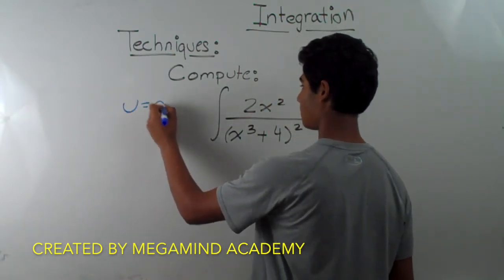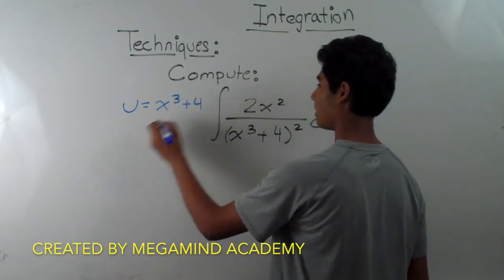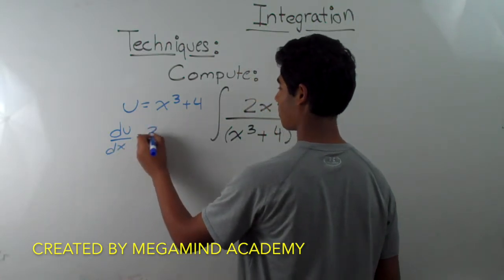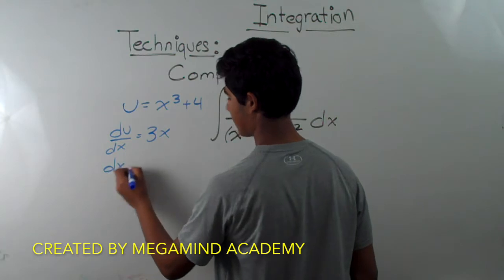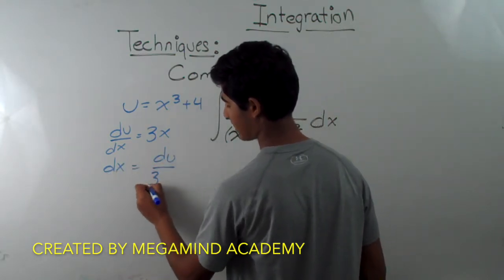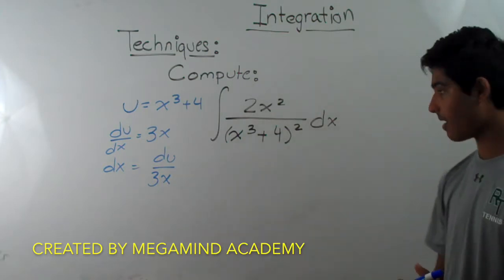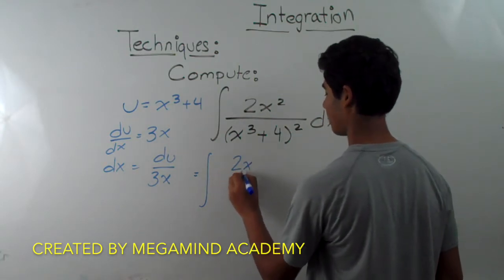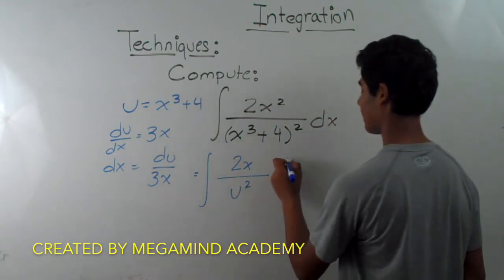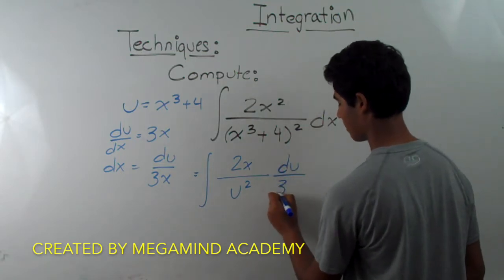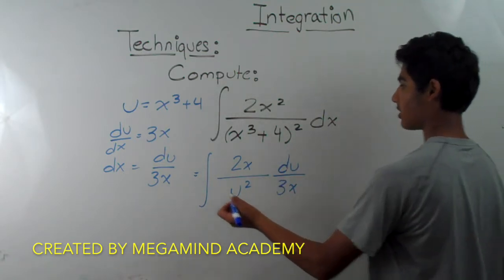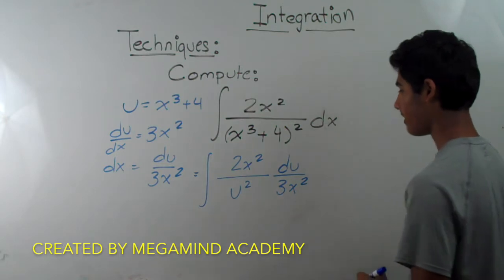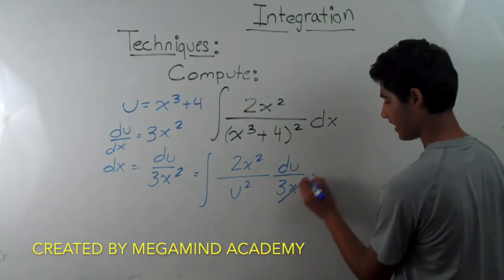Let's say u is equal to x cubed plus 4. That means that du/dx is equal to 3x squared, meaning that dx is equal to du over 3x squared. This is why the derivative goes in the denominator. So this can be rewritten as the integral of 2x squared over u squared times du over 3x squared. Sorry about that. Now, as you can see, these x squareds will cancel out.